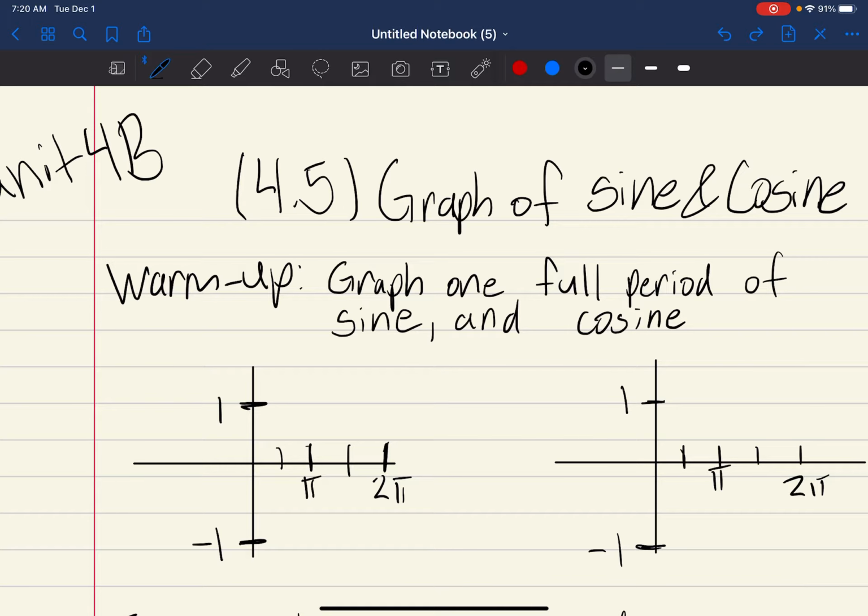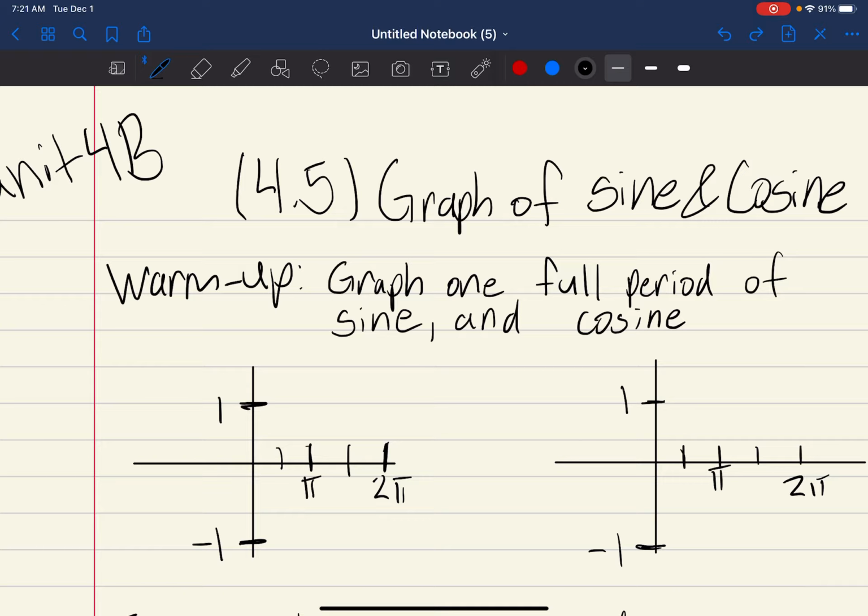Today I just want to go over something real quick, which is the warm-up. It's not really a warm-up, but it's something I want to show you, so it'll help you with your graph. To graph one full cycle of sine and cosine, I would always advise using the 5 critical points to sketch sine and cosine.